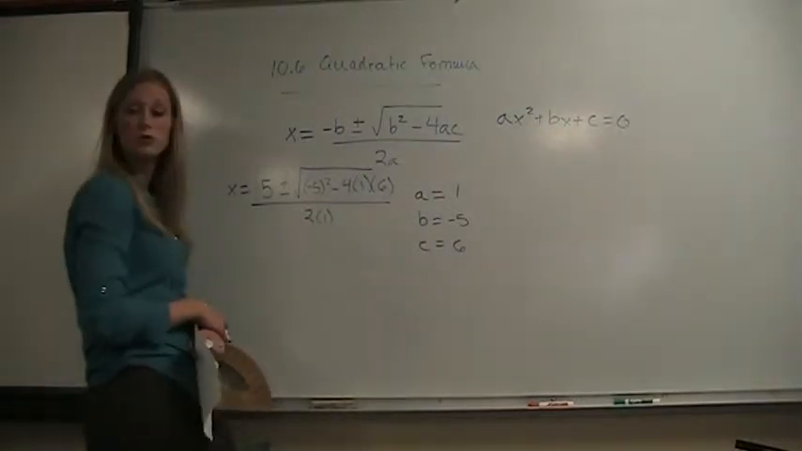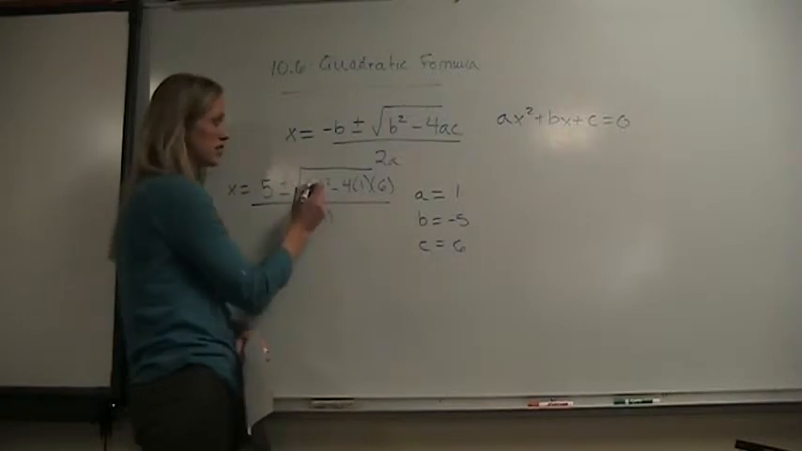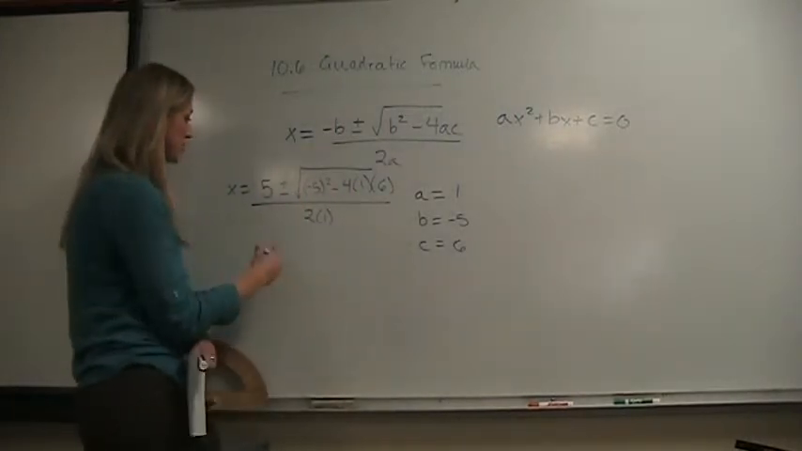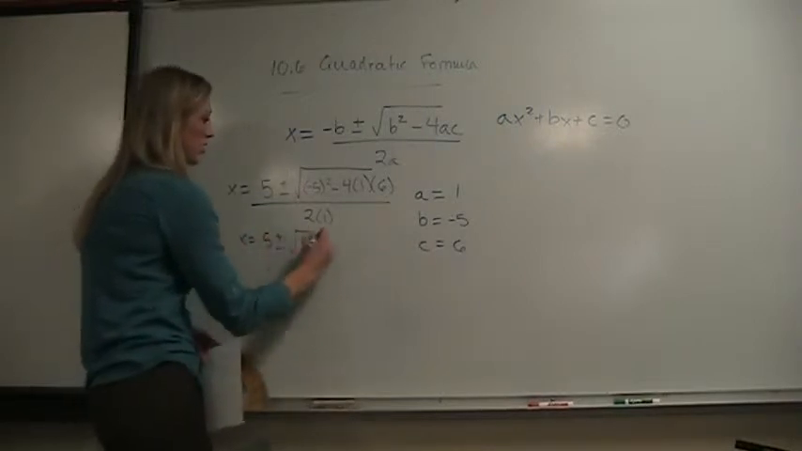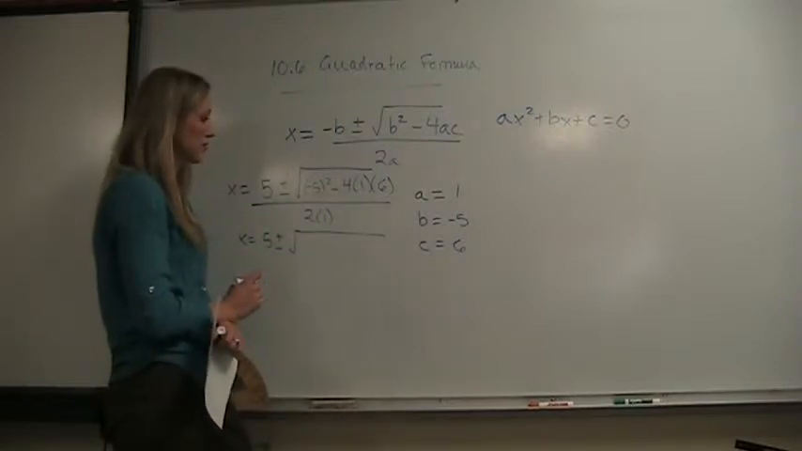Now I'm just going to go through and simplify everything. It's very important that before we take the square roots, I simplify as much as possible what is underneath. Okay? So as I'm doing that, plus or minus, okay, so simplifying inside here, negative 5 times negative 5, that would give me 25.